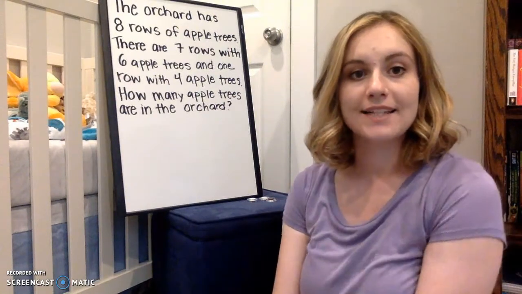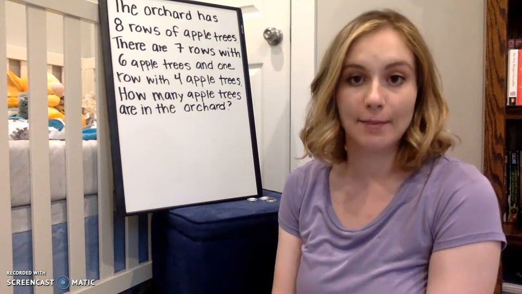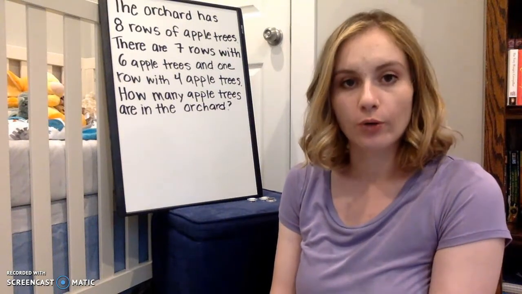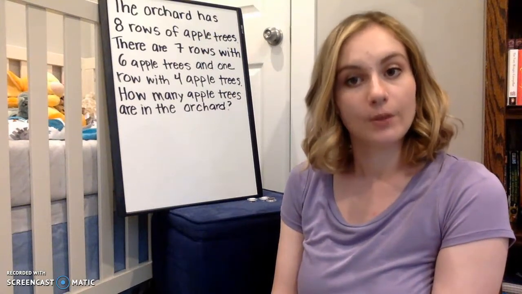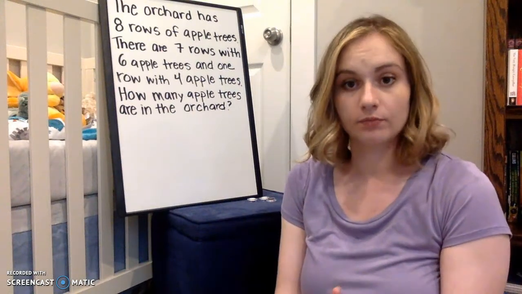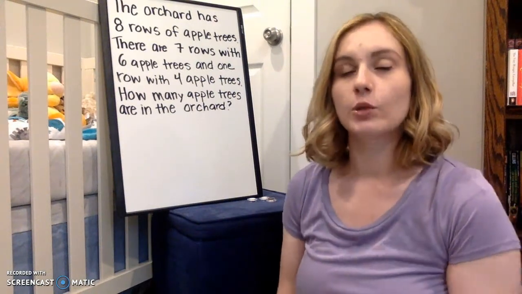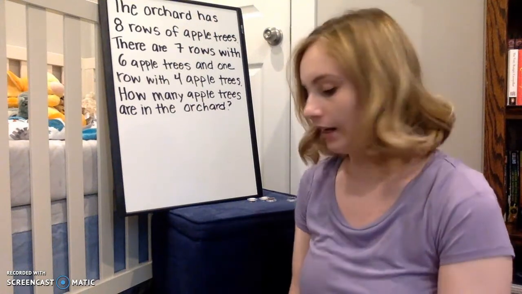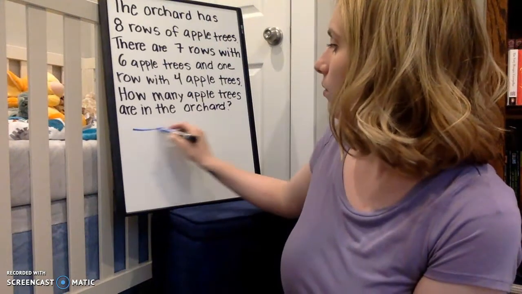The orchard has 8 rows of apple trees. There are 7 rows with 6 apple trees. And 1 row with 4 apple trees. How many apple trees are in the orchard? So we've got our step one. We're visualizing it. We're understanding what's happening. I'm visualizing rows. Okay. Maybe I want to draw myself a picture. I have 8 rows. Okay.